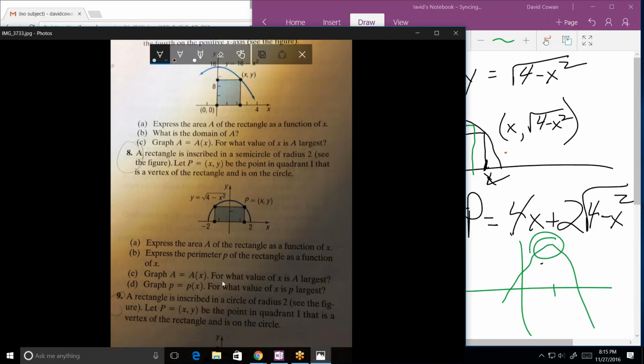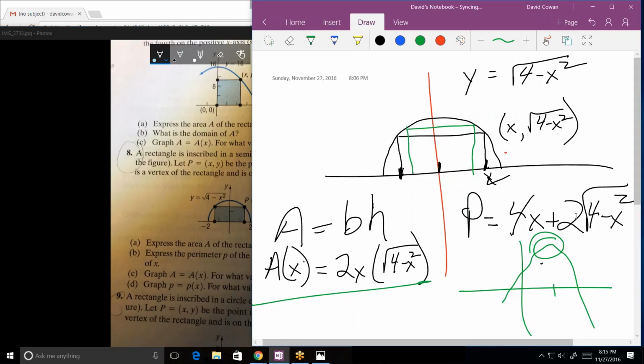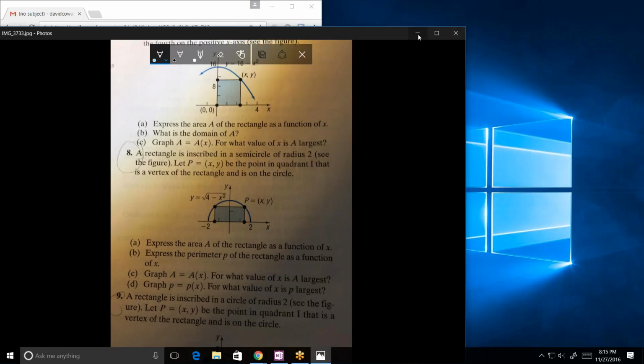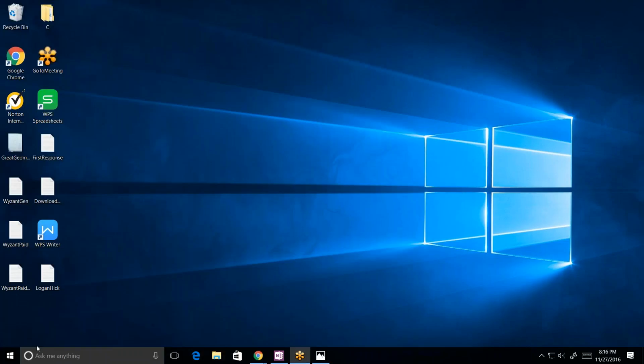And same for P. P is a different function, but you can still put that into your graphing calculator and find out where the peak of that thing is. Now, there could be some domain considerations here. In other words, it might be worth graphing just one of these on Wolfram Alpha so that we can see what's going on here. Hold on.